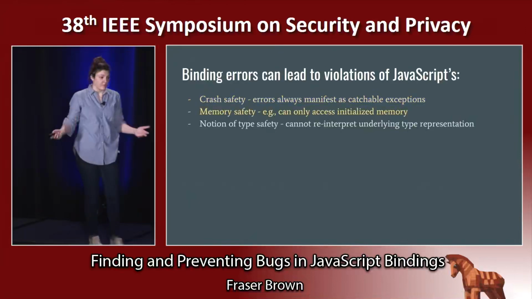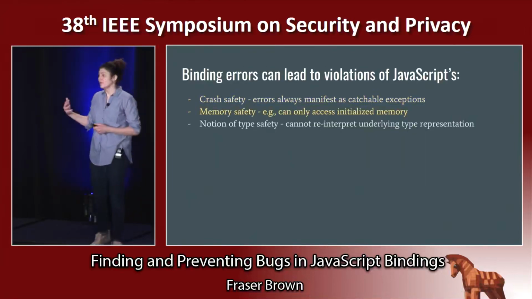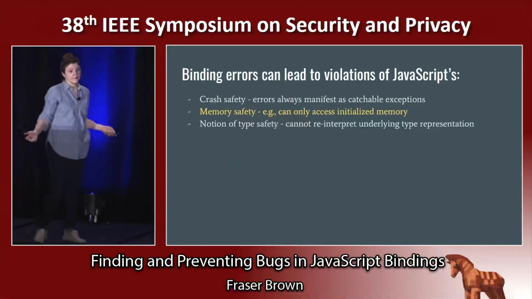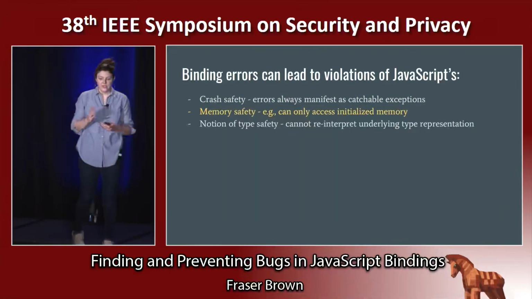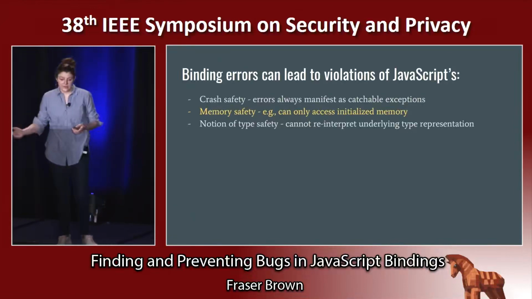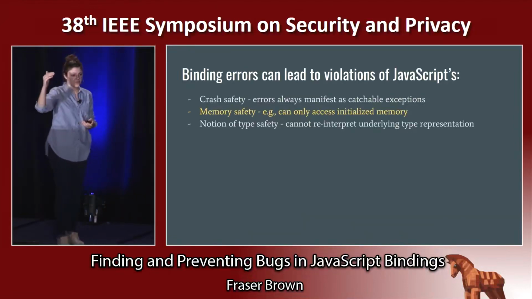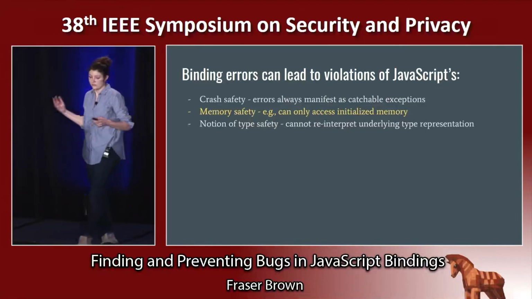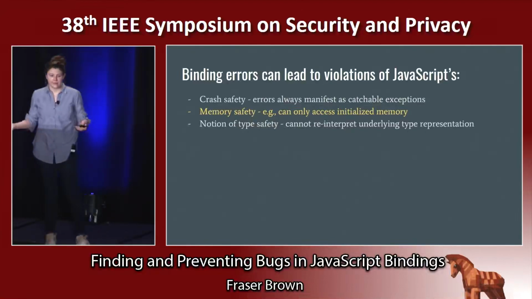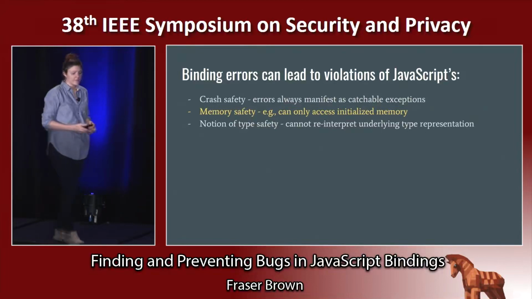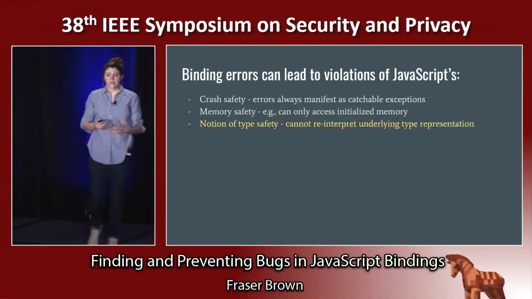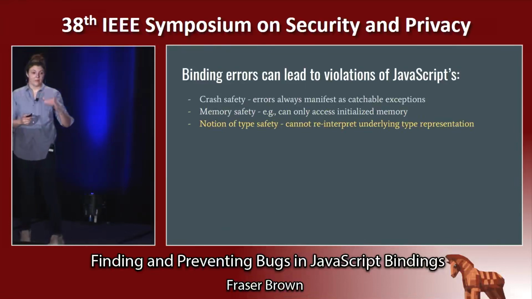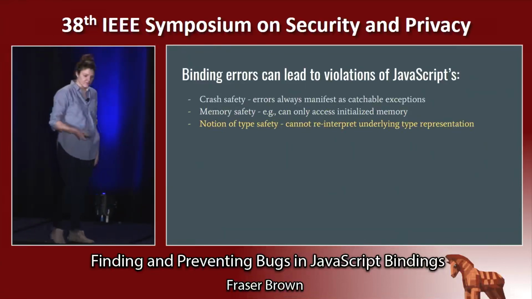So JavaScript is a memory-safe language. For example, you shouldn't be able to touch uninitialized memory. C++ is not at all. You can have a use after free bug, you can have out-of-bounds reads or writes, and if we can find some way of triggering those from JavaScript, we've reintroduced memory errors to JavaScript, and this can allow us to do all sorts of bad things like read sensitive data. Similarly, JavaScript has some notion of type safety, and we can violate that using bugs in the binding layer.